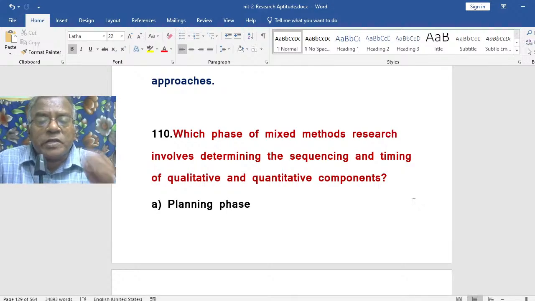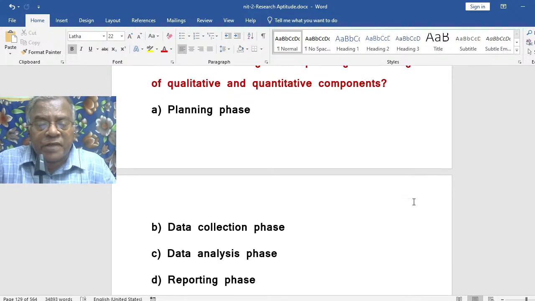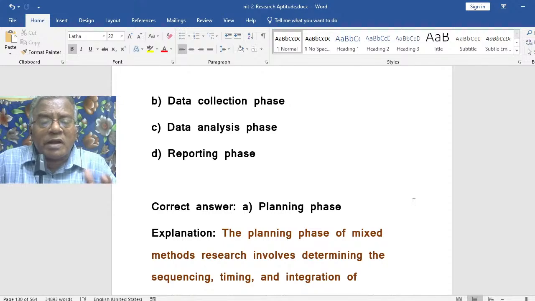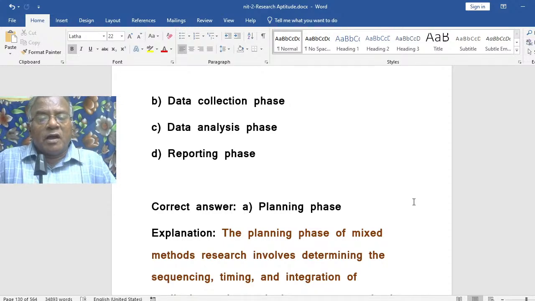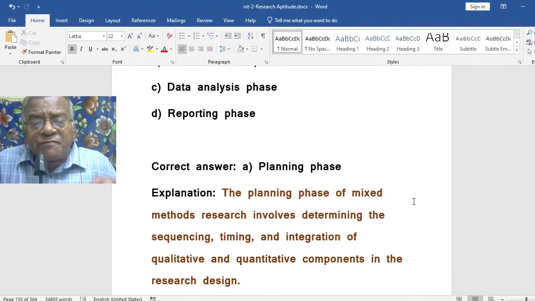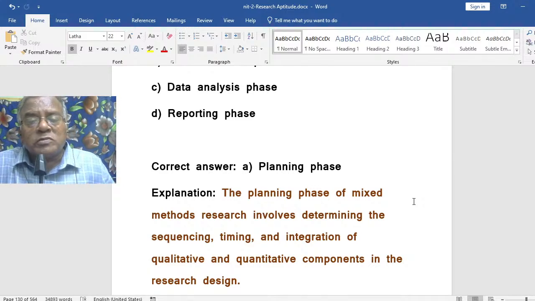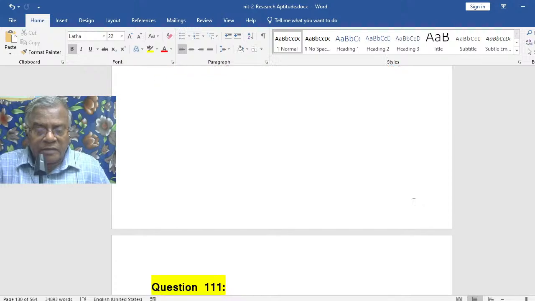Which phase of mixed methods research involves determining the sequencing and timing of qualitative and quantitative components? There are different phases, and which is the right one? That is the planning phase. The planning phase of mixed methods research involves determining the sequencing, timing, and integration of qualitative and quantitative components in the research design.